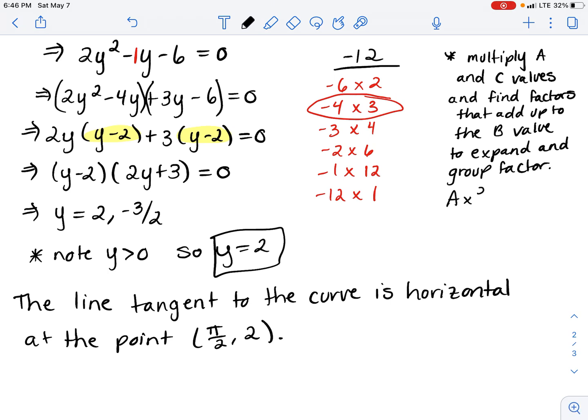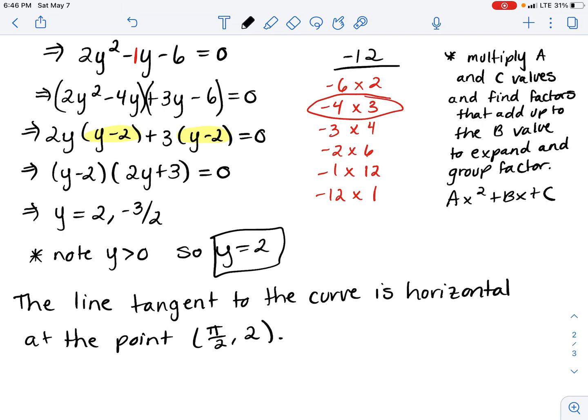Okay, and when I say a, b, and c values, I'm talking about ax squared plus bx plus c. So whatever number's in front of the x squared is the a value, the number in front of x is the b value, the number after the x is the c value. So in this case, the a value is 2, the b value is -1, and the c value is -6.